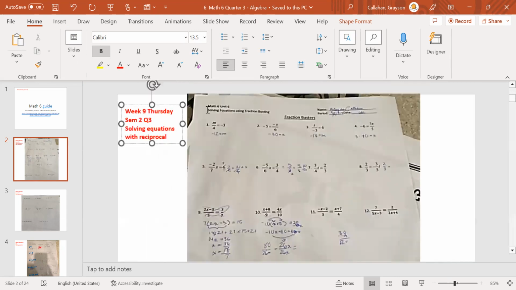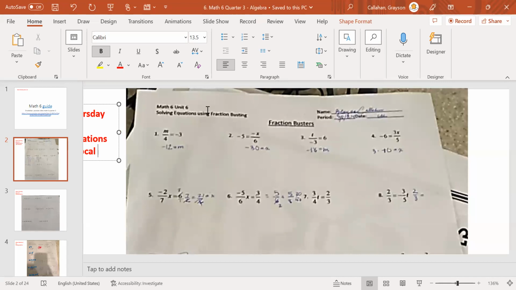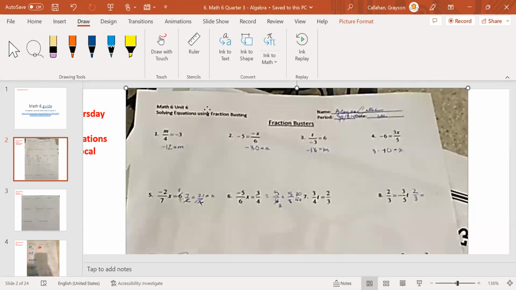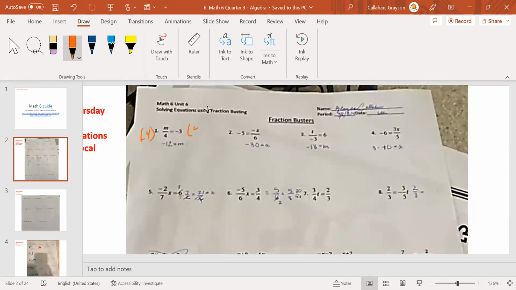So let's go ahead and get started with number 1. Number 1 is fairly simple. M is attached to 4, so it's a division. The opposite of a division is going to be a multiplication. So if you want to get rid of that, you just simply times 4 on both sides. Then the 4 and the bottom 4 cancel. M is isolated: negative 12.